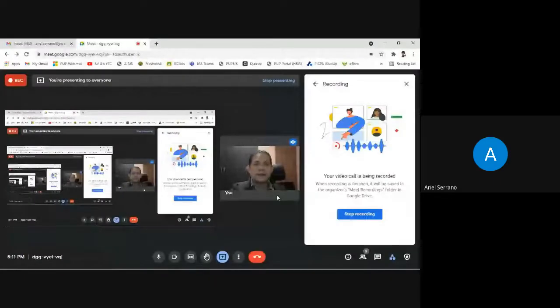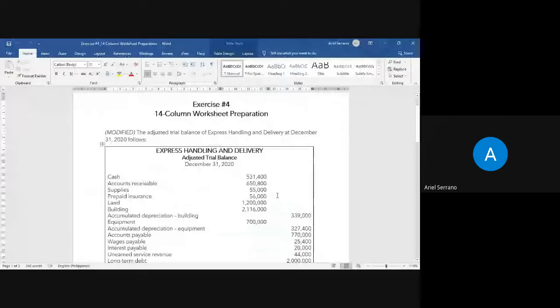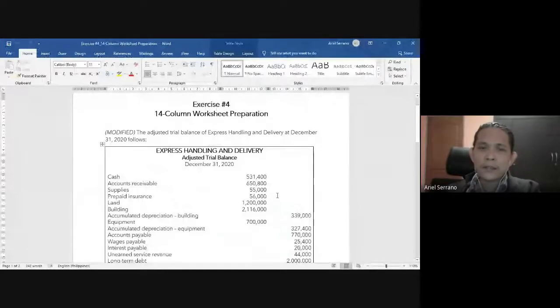Hello, students. The activity that we will be doing today is a preparation of a worksheet which is a 14 column. We call this 14 columnar worksheet.